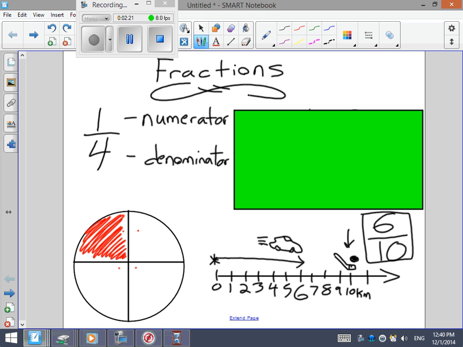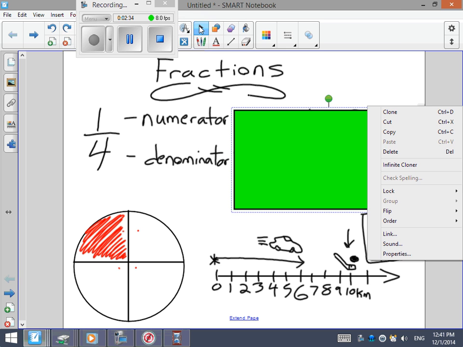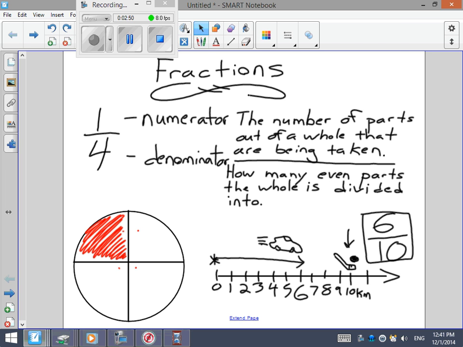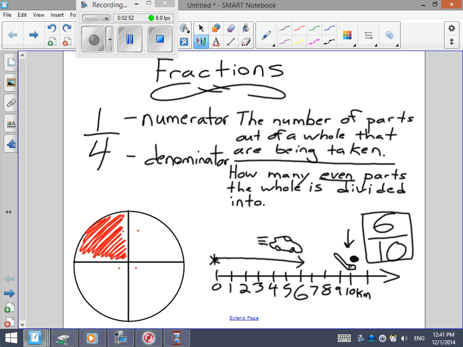There are numerous examples of fractions all over the world, and you can come up with them non-stop. But just for today, we're going to keep it simple. We're just going to go over our vocabulary. So let me select this, and I'll show you the definition. Again, the numerator is the number of parts out of a whole that are being taken. And the denominator is how many even parts, that's the key, don't forget, the whole is divided into. Okay, moving on.